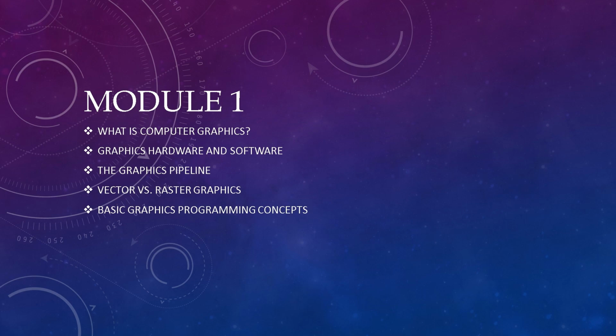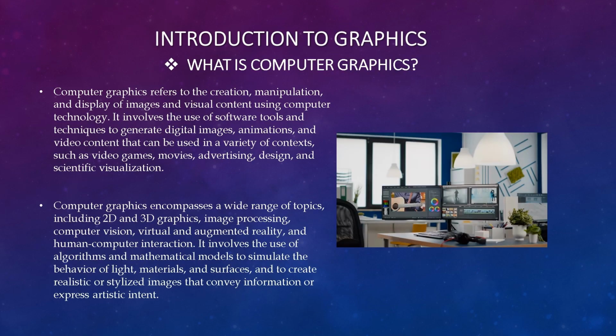Basic graphics programming concepts. Computer graphics refers to the creation, manipulation, and display of images and visual content using computer technology. It involves the use of software tools and techniques to generate digital images, animations, and video content that can be used in a variety of contexts such as video games, movies, advertising, design, and scientific visualization.